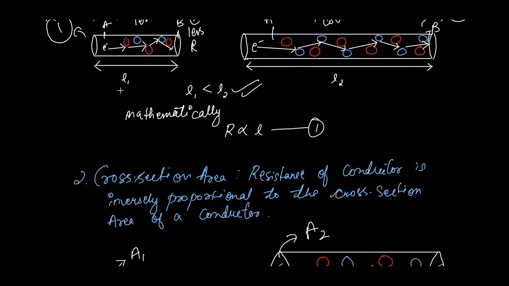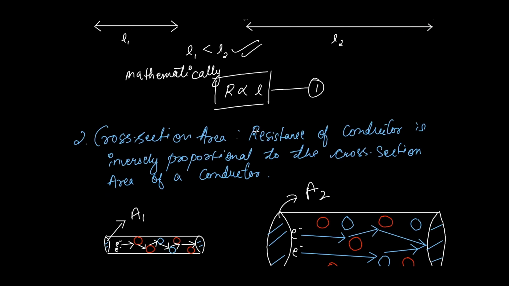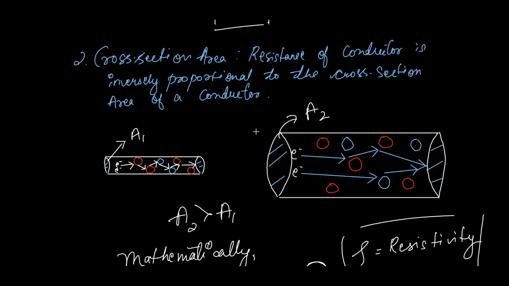Okay, so mathematically we can write R is proportional to L, because if L is going to increase, R is also going to increase, and they are in a linear relationship. That means if L is doubled, then R is also doubled. But there are more factors responsible for changing the value of resistance. So let's talk about the other factor.